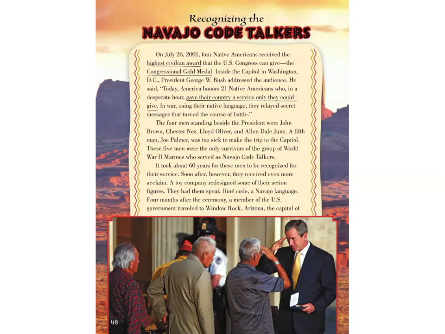The 4 men standing beside the president were John Brown, Chester Nez, Lloyd Oliver, and Allen Dale Jr. A 5th man, Joe Palmer, was too sick to make the trip to the Capitol. These 5 men were the only survivors of the group of World War II Marines who served as Navajo code talkers. The text states that the 5 men mentioned were the only living survivors. Why do you think the author included this?